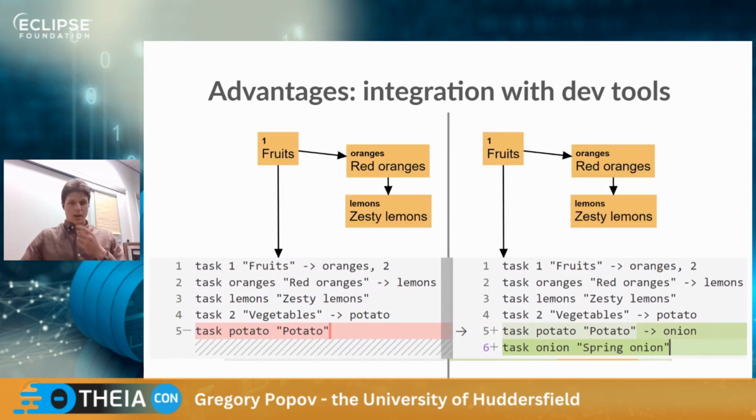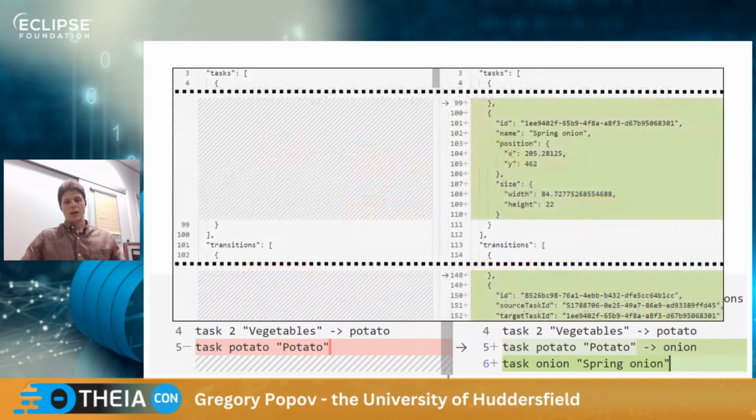In comparison, storing the same model in EMF JSON will require this kind of a monstrous change, because EMF stores not only semantic information, but also coordinates of nodes in the diagram, their sizes, and semantic identifiers.